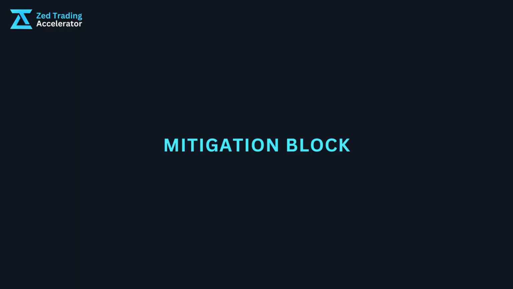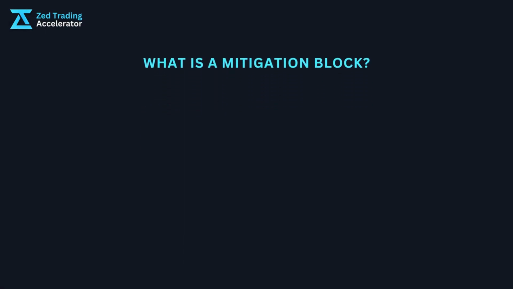In this video, I will be discussing the mitigation block. So, what is a mitigation block? A mitigation block is basically a failed order block. A mitigation block is just a failed breaker block, right? We are bearish, we form an order block, and price failed to displace lower and continued higher. If you can't imagine, that's alright. I will explain more in the next coming slides.